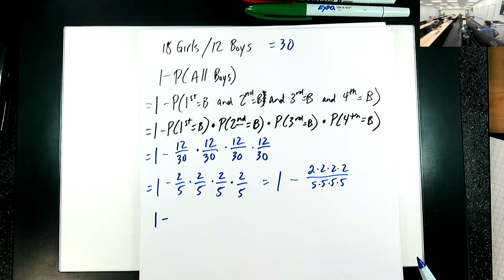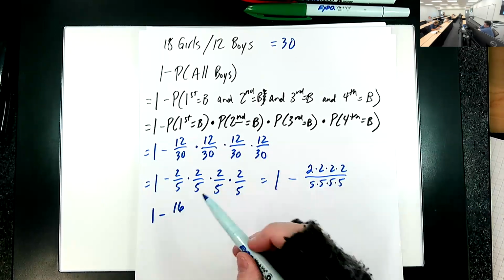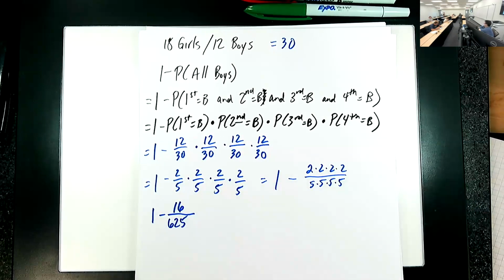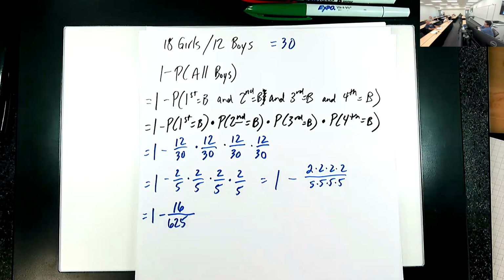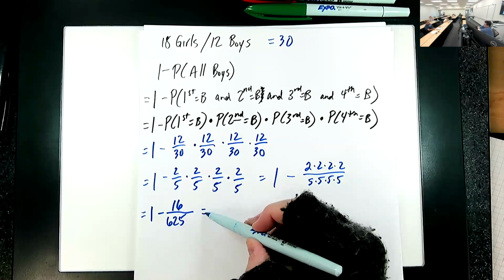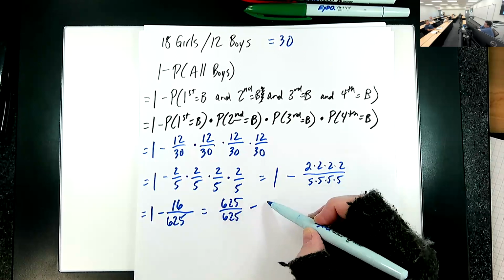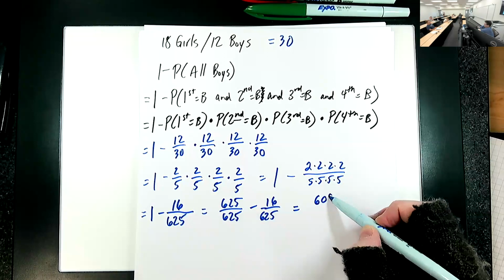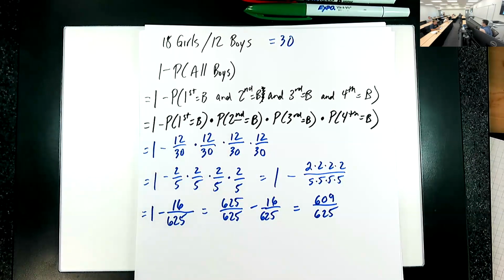2 times 2 is 4, times 2 is 8, times 2 is 16. And 5 times 5 times 5 times 5 is 625. Now, at this point, you probably want to switch to a calculator right here. I'm going to finish her up. This is 625 over 625 minus 16 over 25, which should give me 609 over 625. I think those are going to be the same thing, if I didn't race through my hand math too fast.